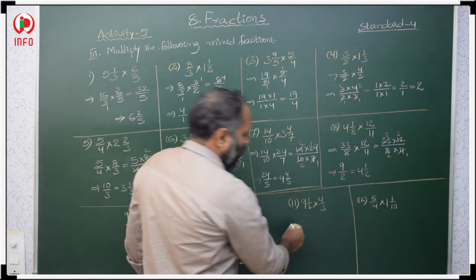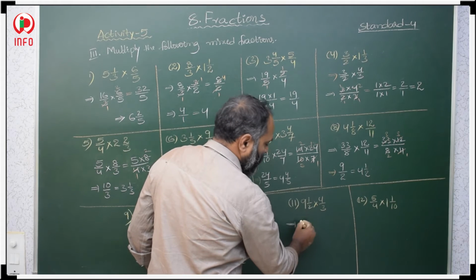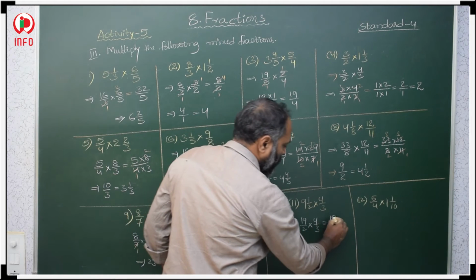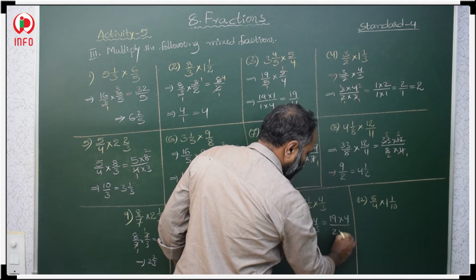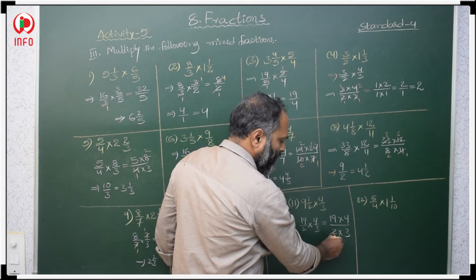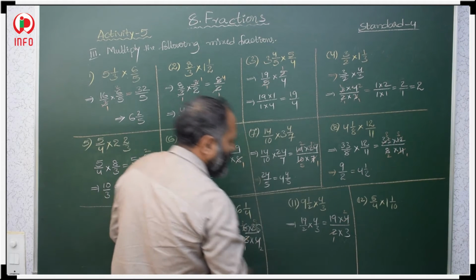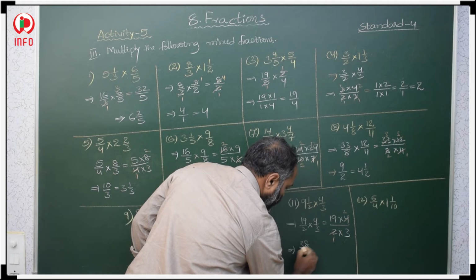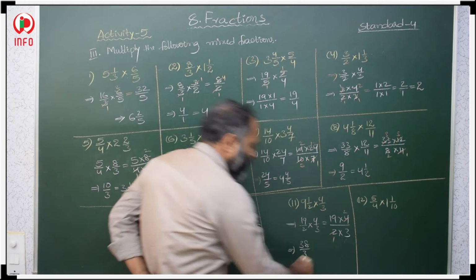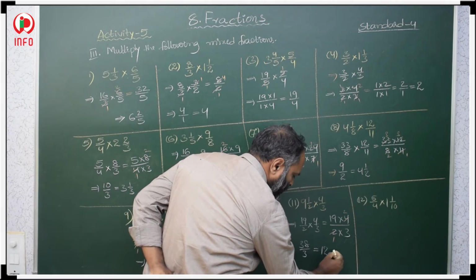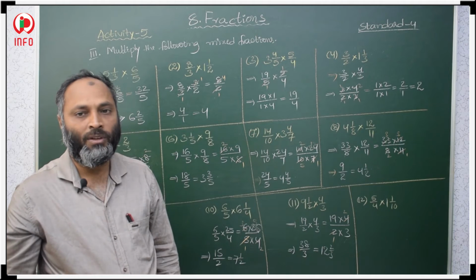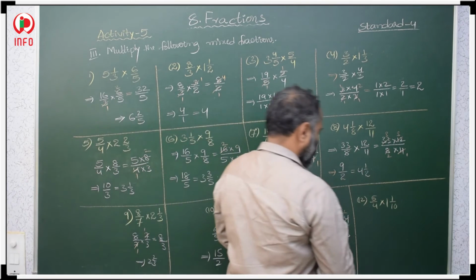Now in improper fraction 9 by 2. 9 twos are 18 plus 1 is 19. 19 by 2 into 4 by 3. Now multiply numerator with numerator, denominator with denominator. These two have common factor 2. 2 ones are 2, 2 twos are 4. 19 twos are 38. 38 by 3. Then 38 by 3 in mixed fraction, 12 2 by 3. 12 2 by 3.